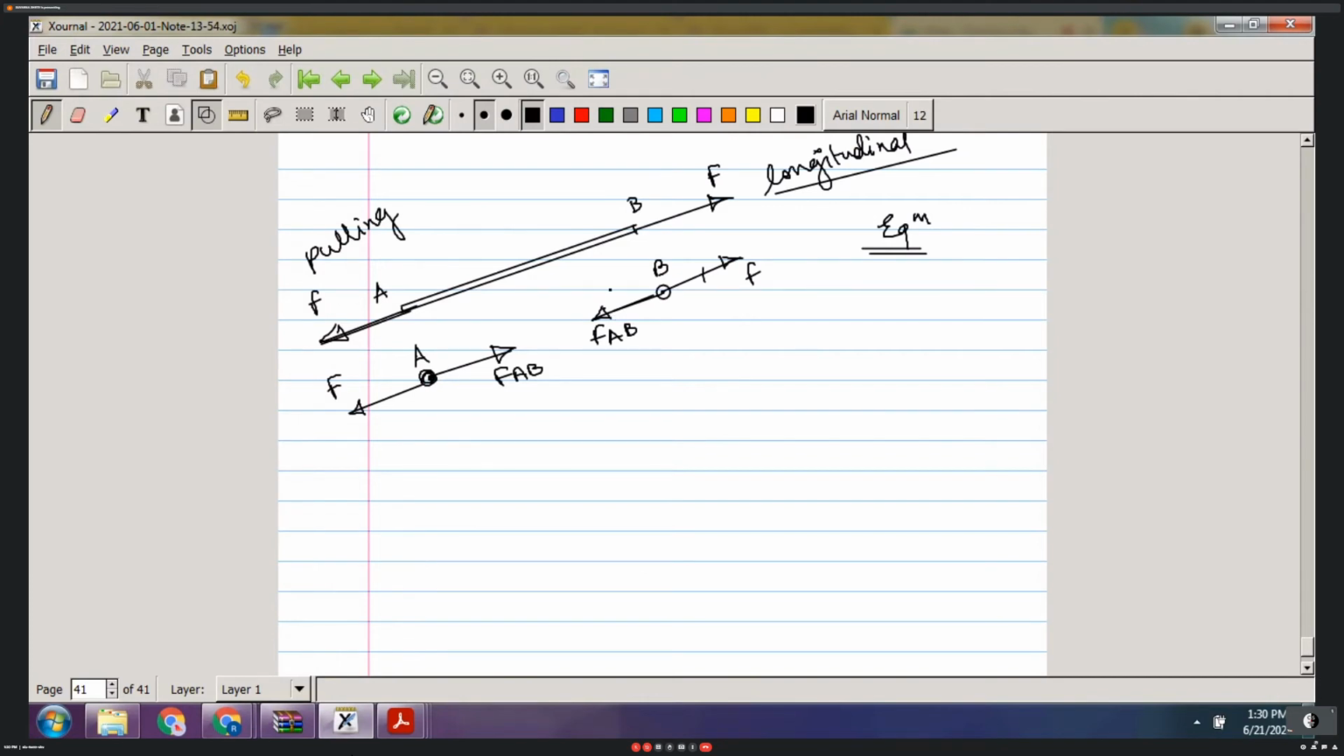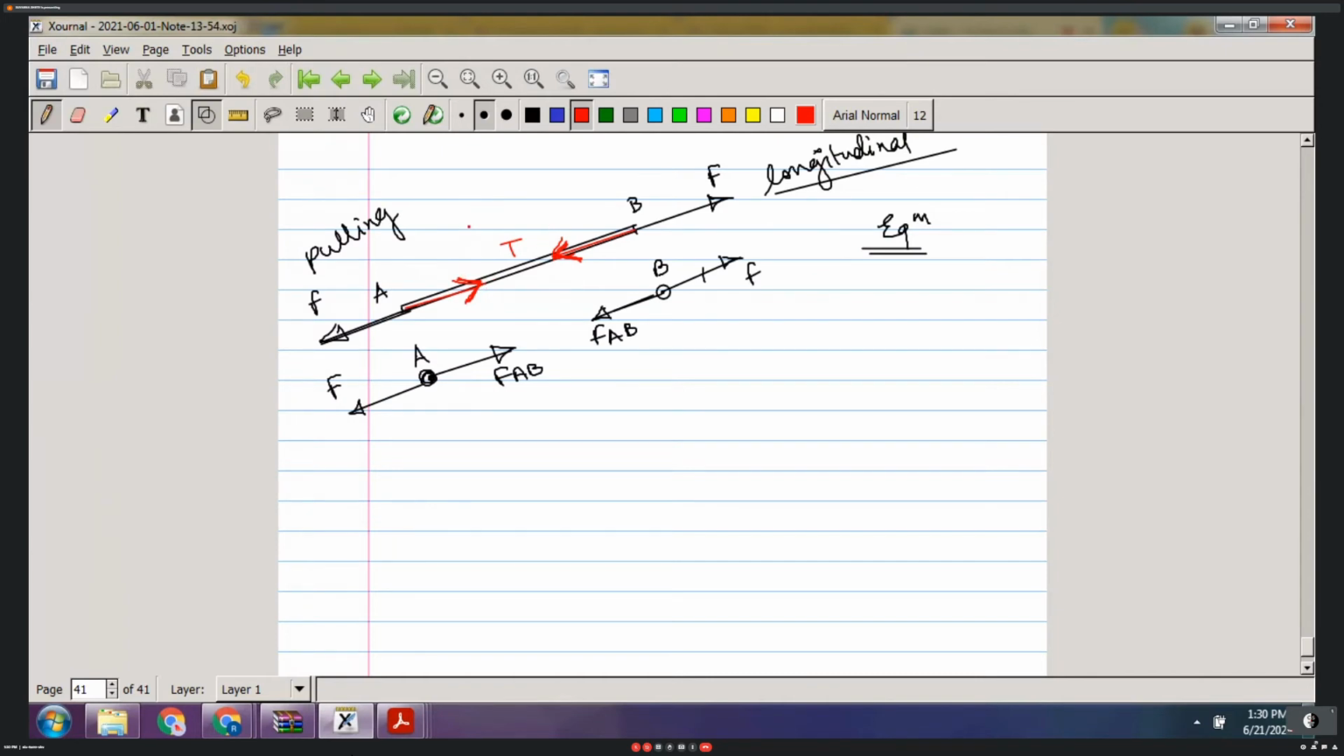But at the same time, if I talk about member AB, to balance this force F, obviously there should be an internal force like this. To balance this pulling force, there must be an internal force at B like this. Yes or no? Yes, ma'am. So when we talk about a member, tension is shown by arrows towards each other.